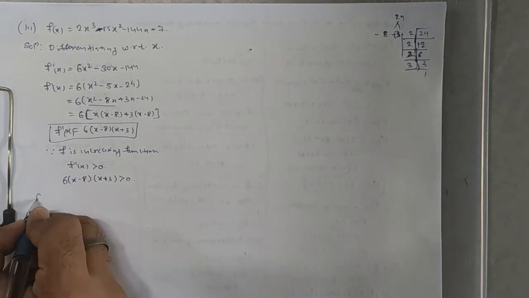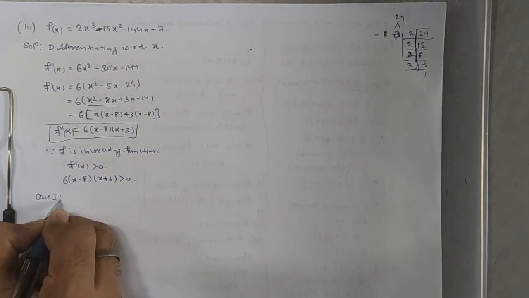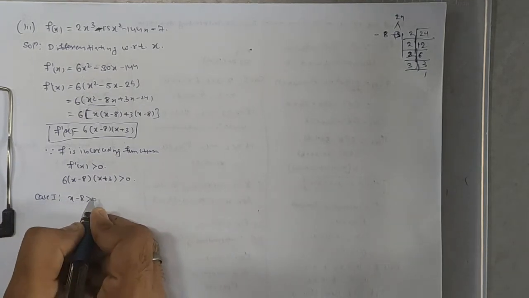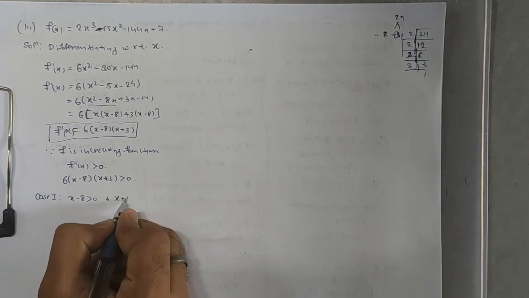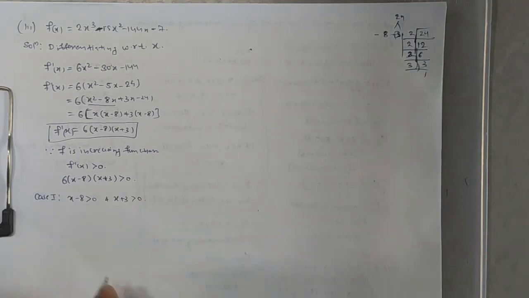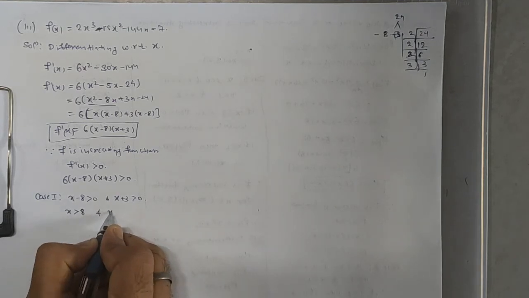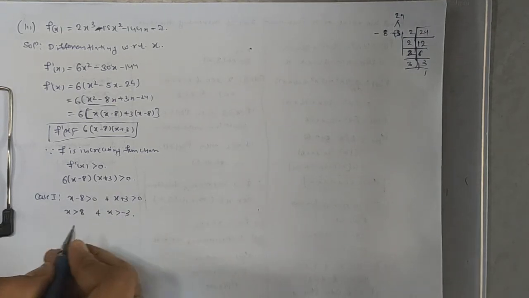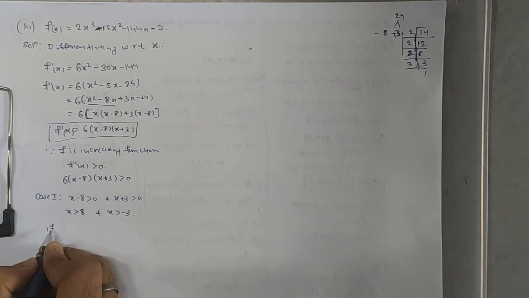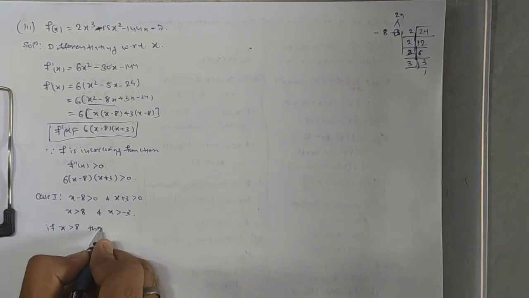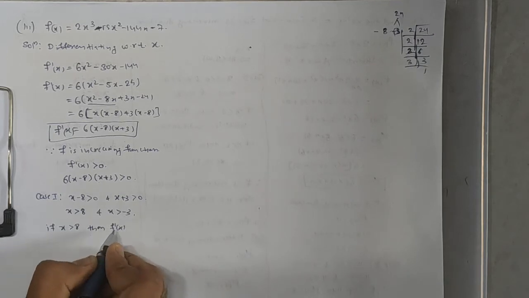So case 1, when x minus 8 and x plus 3 both are greater than 0, so x is greater than 8 and x is greater than minus 3. If x is greater than 8, then what will be the f dash of x?